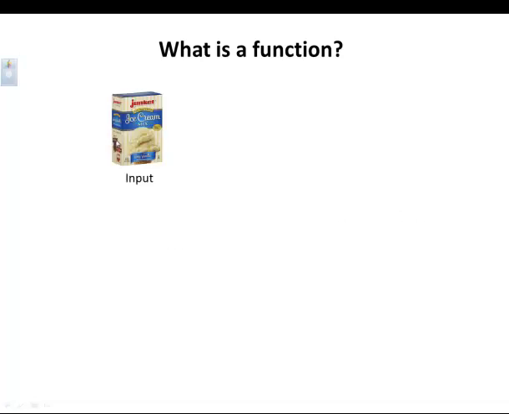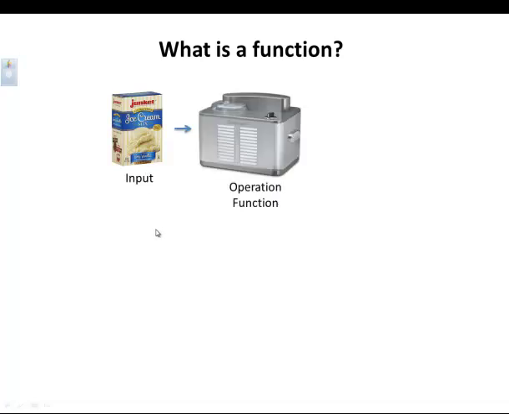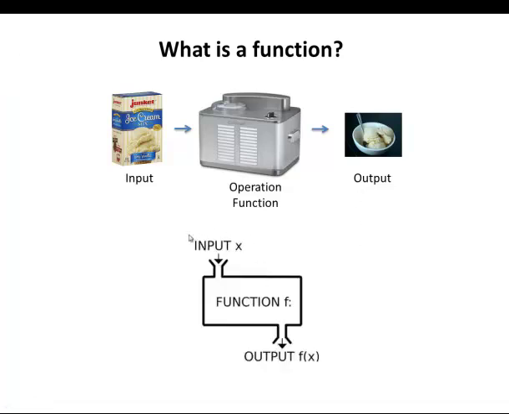If we have an input, such as ice cream mix, and then it goes through an operation or a function, the output is going to be delicious ice cream. So here's my function machine. I have an input, I have a function, and then I have an output.